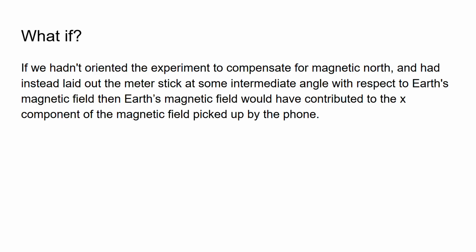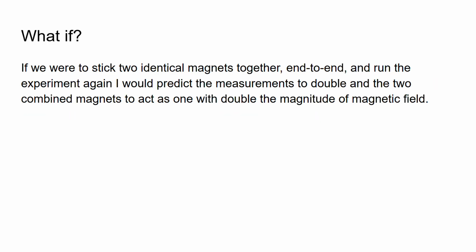What if? If we hadn't oriented the experiment to compensate for magnetic north and had instead laid out the meter stick at some intermittent angle with respect to Earth's magnetic field, then Earth's magnetic field would have contributed to the X component of the magnetic field picked up by the phone, and our calculations relating to the magnetic field given off by the dipole would not have been as accurate.